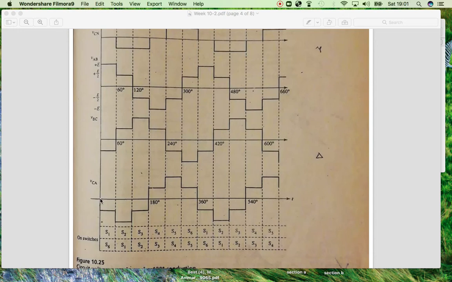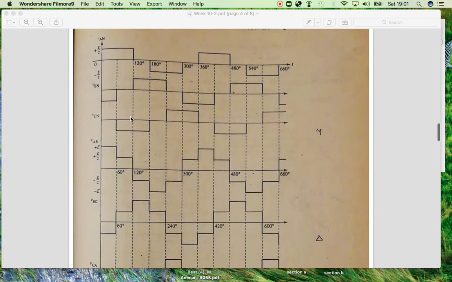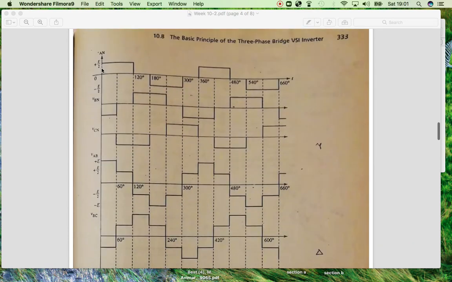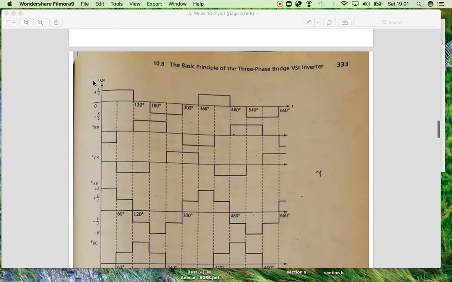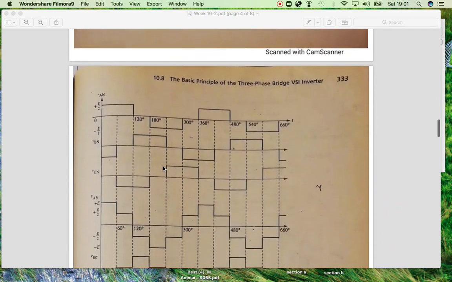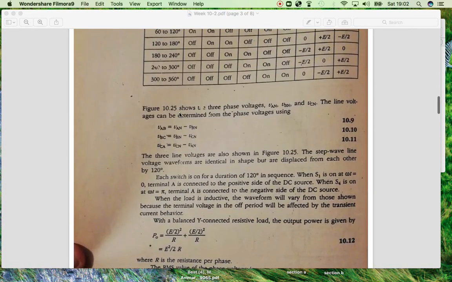This is 60 degrees, this is 60 degrees, so one switch will be on for about 120 degrees and the other will be on for 120 degrees, and so on. We have only two thyristors on at a time, and the remaining will be off. The first three voltages are of the Y, and the remaining voltages are of the delta, which are the line voltages VAB, VBC and VAC. We can calculate the first three voltages, and from VAO, VBO and VCO we can use the formula written here to calculate the line voltages of the delta.